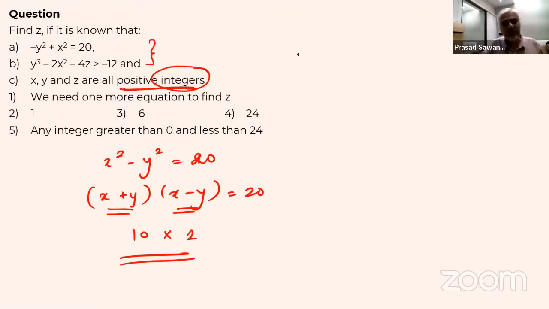You can think a little bit. You can try 5 fours are. Why not possible? You will realize that if you take 20 and 1, you will get fractions. If you take 5 and 4, you will get fractions. Anything else you take, you will get fractions. So X plus Y is 10 and X minus Y is 2 is the only thing you can get. 2X is 12, X is 6, Y is 4.